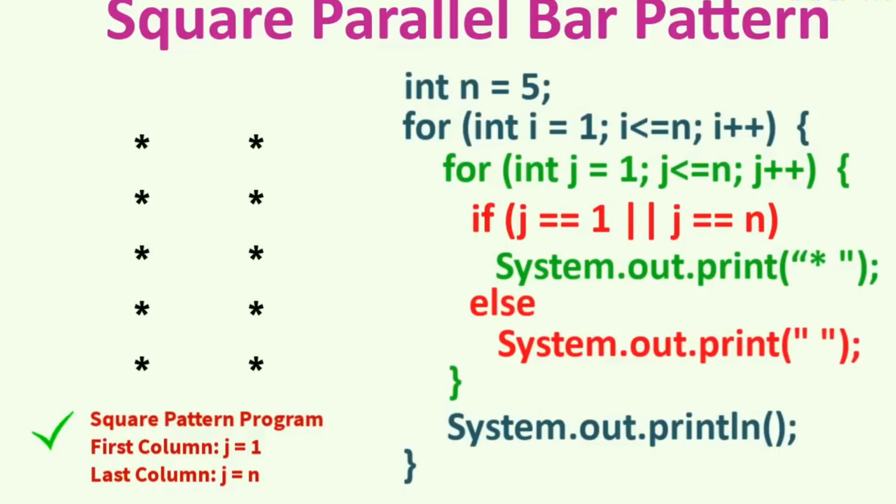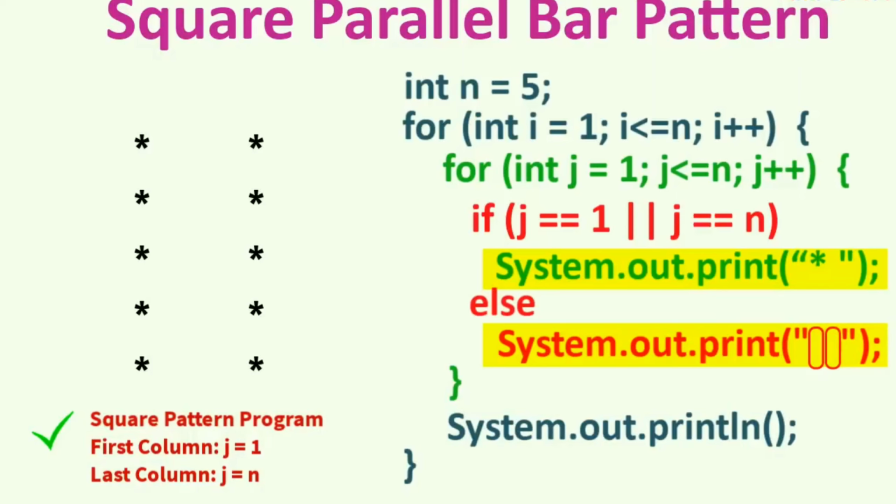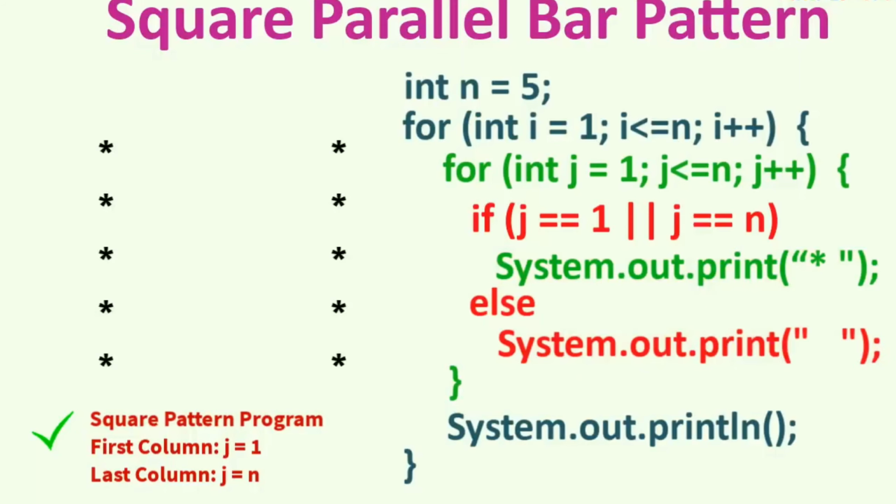Now when you run it, you will see it is still not looking like a square, it's more like a rectangle. Why? This is because we printed star and space, meaning two characters, in the if and only one space in the else. We need to ensure that we have the same number of characters to form a square. So we will add two spaces in the else to match the number of characters printed in the if. This gives us the pattern of parallel bars.